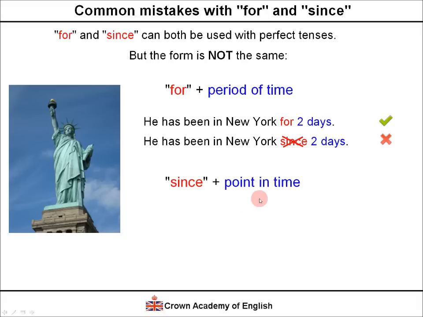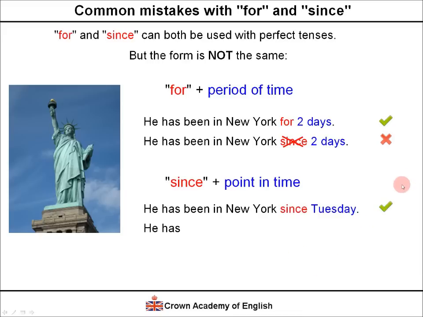Since must be followed by a point in time. He has been in New York since Tuesday. This is correct. But this is wrong. He has been in New York for Tuesday. No, this is wrong. If we are using a point in time, for example, Tuesday, we must not use for. We must use since. So this is a common mistake.